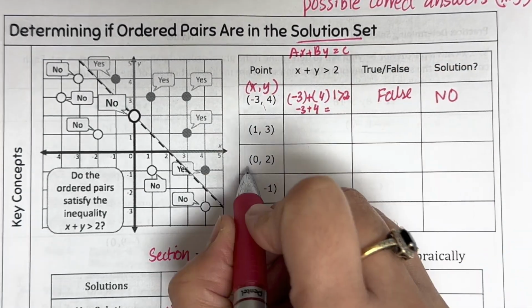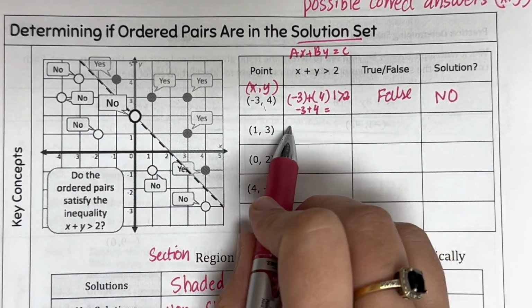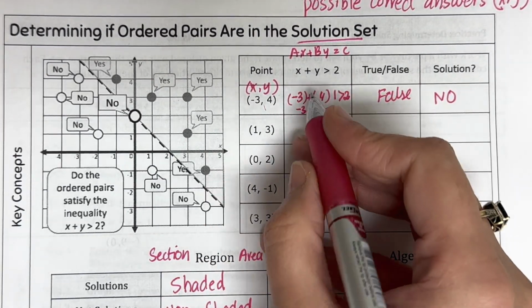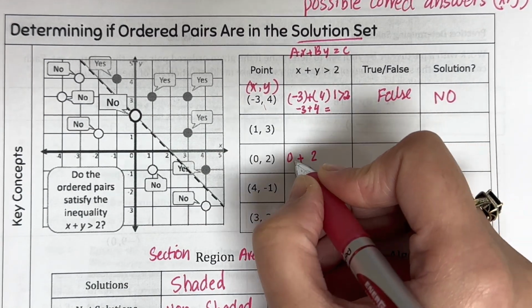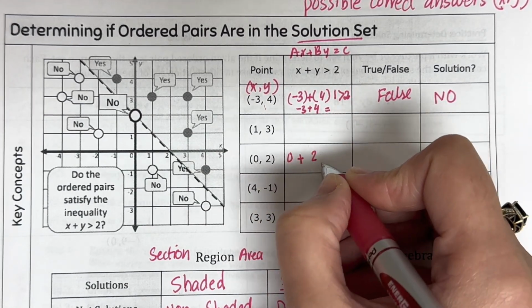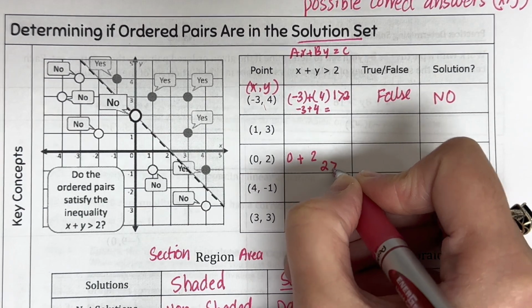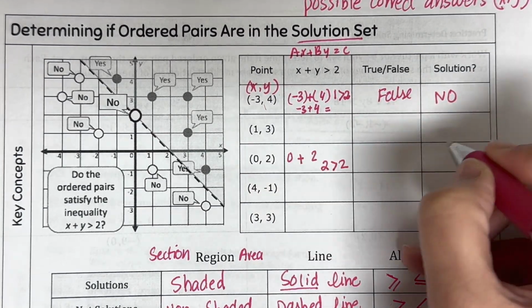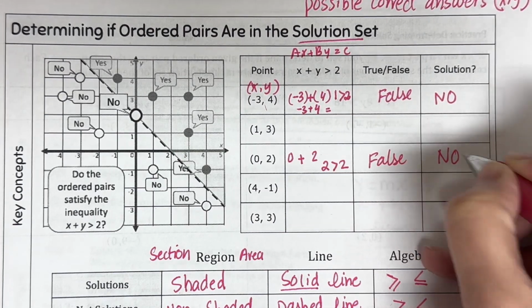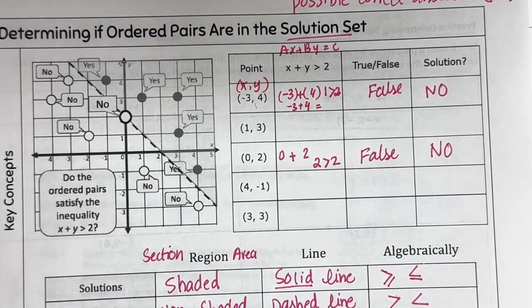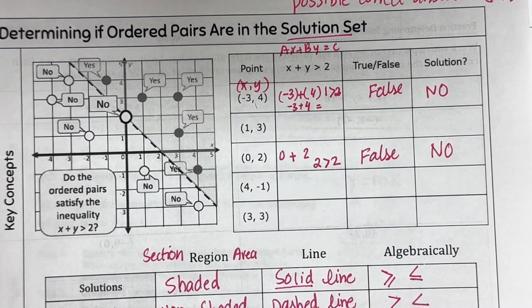I'm going to skip the second, you can do that. I'm going to do the third. X is 0 plus y is 2. So 0 plus 2 is 2. Is 2 greater than 2? No, that is again false. So is that your solution? No. 2 is not greater than 2. 2 is equal to 2.